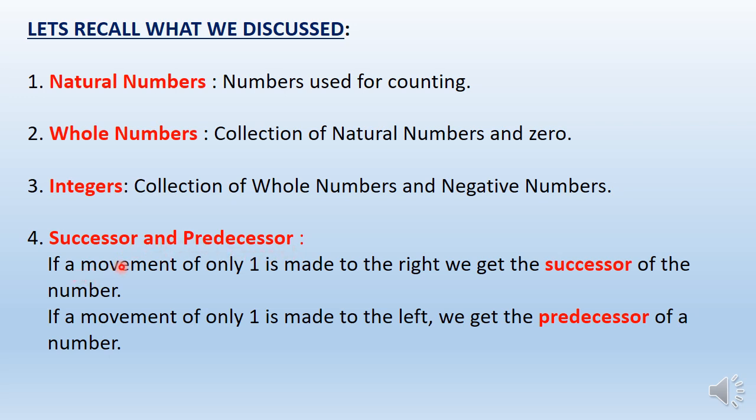Successor and predecessor. If a movement of only one is made to the right, we get the successor of the number. If a movement of only one is made to the left, we get the predecessor. Means from one place, if movement is to the left by one, then predecessor, and to the right, its successor.